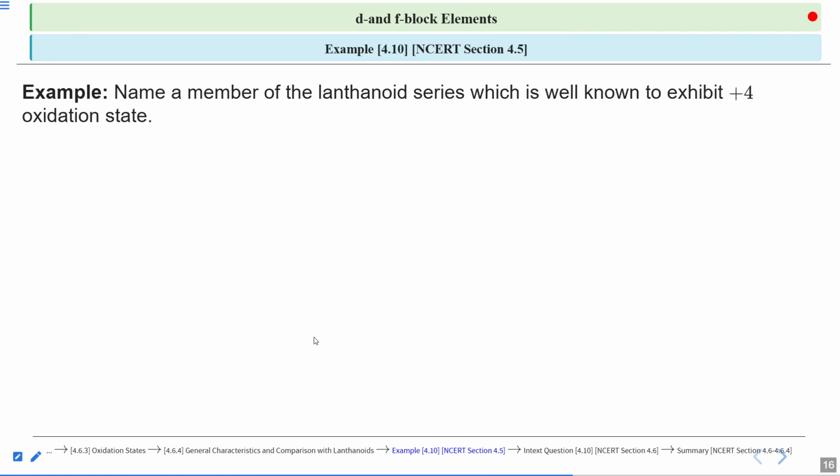Let's solve an example, 4.10, covering NCERT section 4.5. The example asks: name a member of the lanthanoid series which is well known to exhibit the +4 oxidation state. You are given some time. Try to remember the table we have seen in the lanthanoid series, or the examples we have discussed, of the lanthanoid element which shows a stable +4 oxidation state. And then we will see the answer.